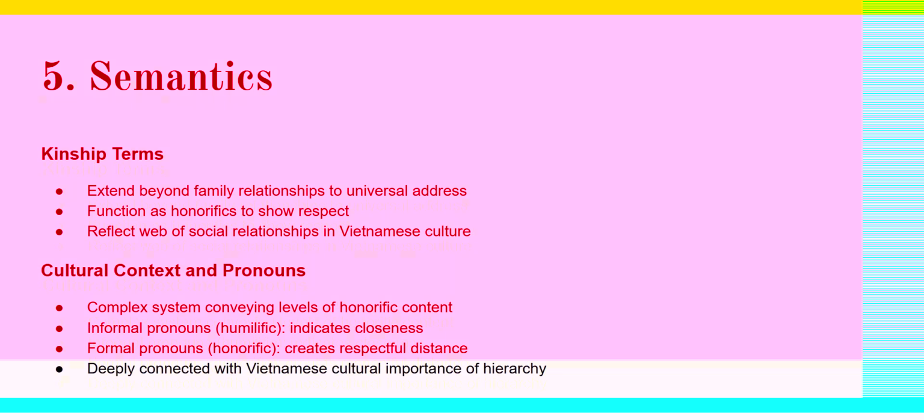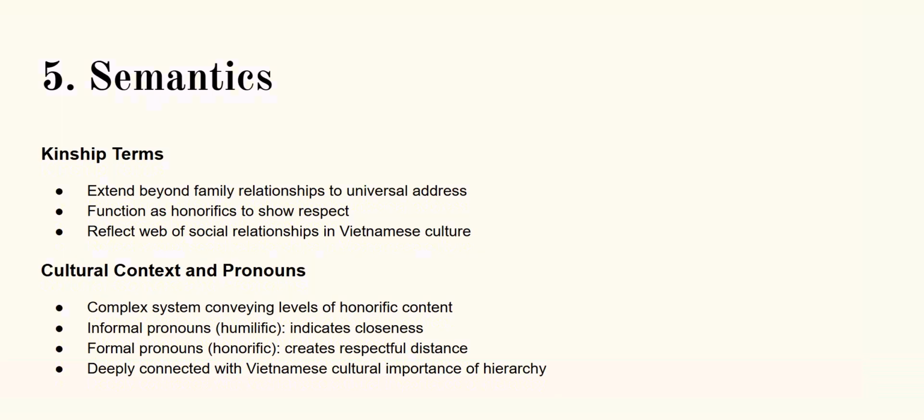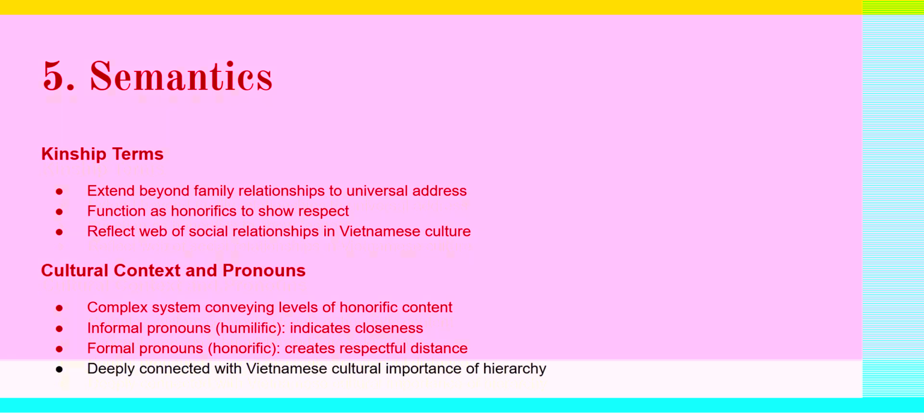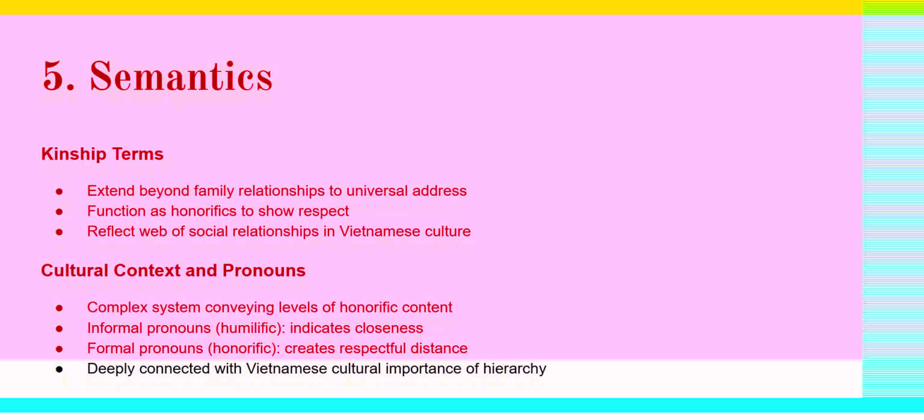If we talk about the semantics, we'll talk about kinship terms, cultural context and pronouns, and color terms. In kinship terms, they extend beyond the family relationship to universal address. They function as honorifics to show respect. We have different pronouns for showing different levels of respect, and it reflects a web of social relationships within Vietnamese culture. It is deeply rooted in representing the Vietnamese culture.